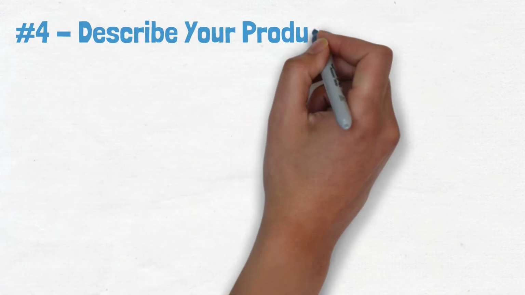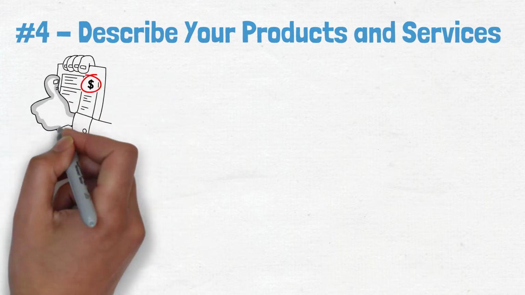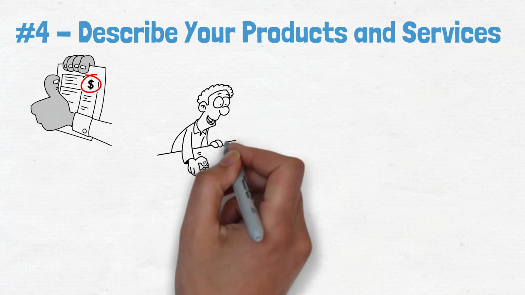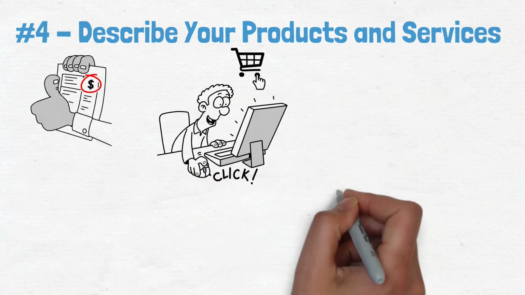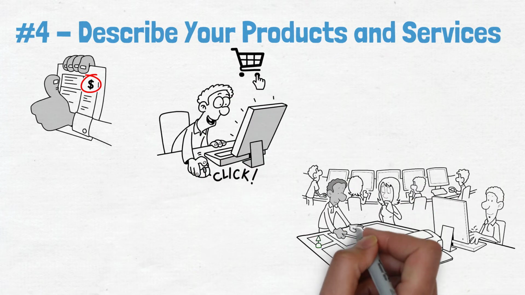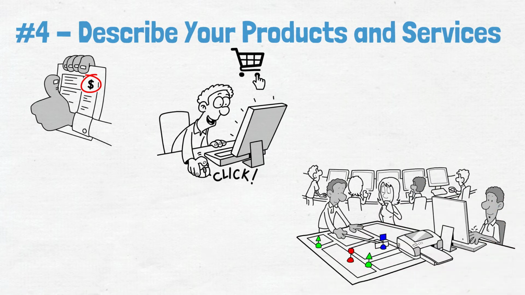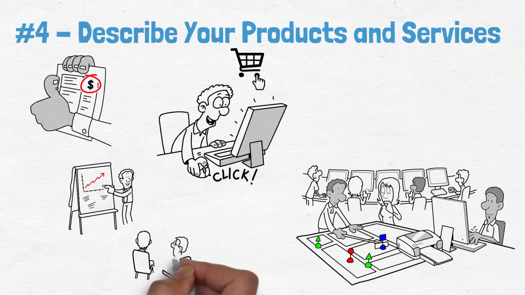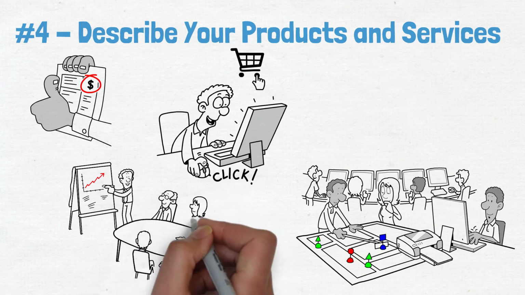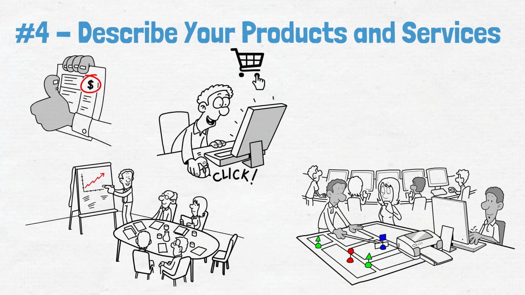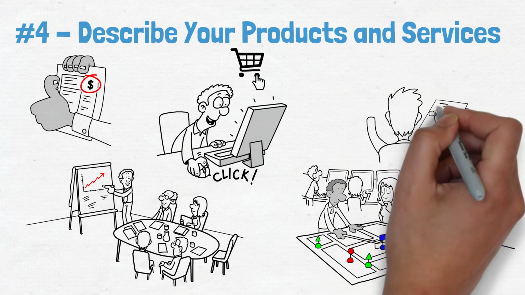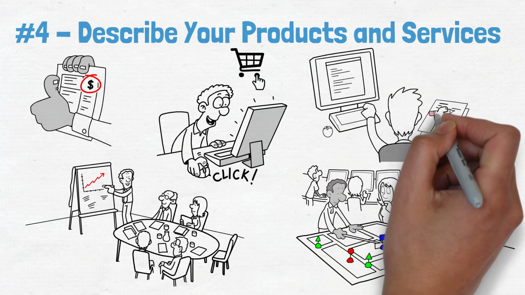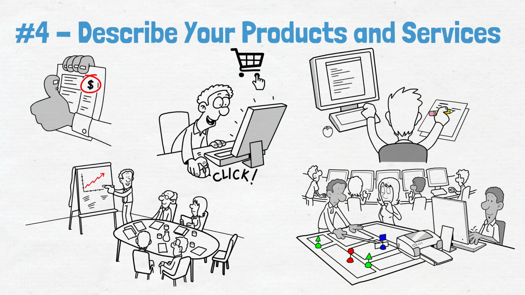Number 4, describe your products and services. This section should include the pricing for your product or service, an explanation of how your product or service works, the types of customers you market to, your sales strategy, your order fulfillment strategy, and the distribution strategy. All of this information is critical in helping potential investors understand your business and decide whether or not to provide funding. So don't skip this step. Take the time to describe your products and services in detail.